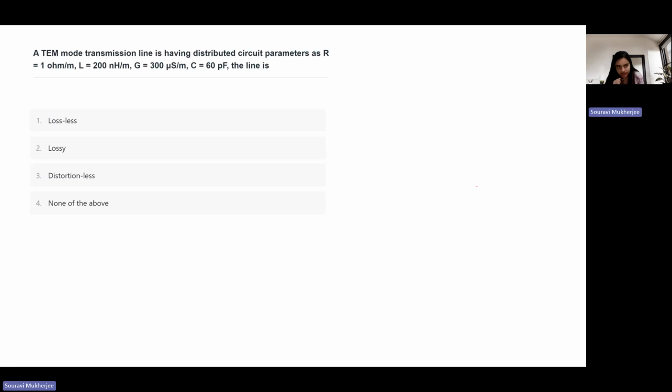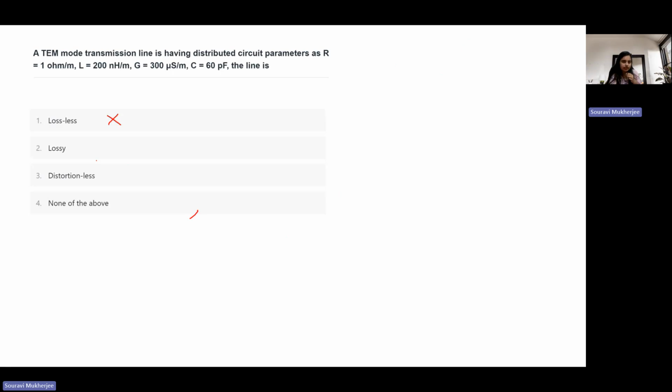Okay, so now based on all that we have discussed so far, we can try to solve some questions. Here it says that a TEM mode transmission line has distributed circuit parameters as given. So you have R, L, G, and C given. Now it asks what kind of line it is. It's a very standard question. If it is lossless, then R and G should have been 0, which is not the case. So this right away tells us that the first option is gone. It has to be lossy.